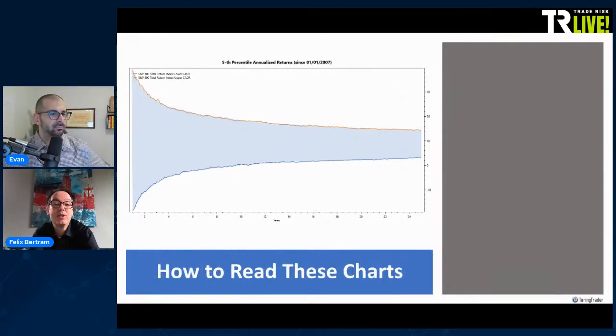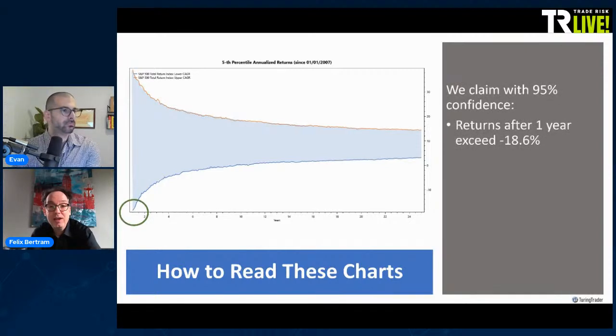So let's have a look at how we can read these charts. So here at the very left, horizontally, that is 1 year. So we can now say with 90% confidence that the S&P 500 is going to have returned better than minus 18.6% after 1 year. Or actually, the probability that we're going to lose more than close to 19% in a year is about 5%. That's about 1 in 20 years.